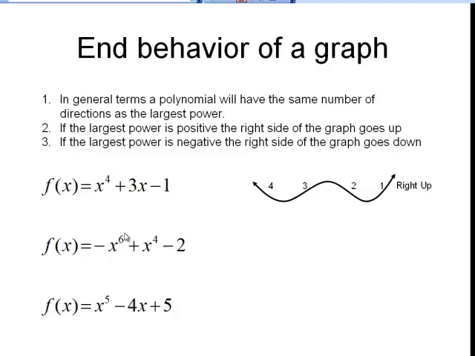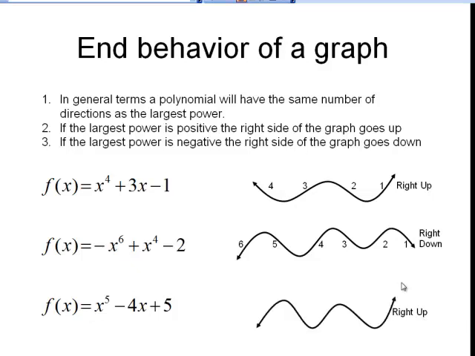Okay, in this case, we're going to have 6 directions, and a negative means the right side goes down. So the right has to go down, and then we just count and keep putting directions until you have 6 of them. So it's going to look like that. This last one, x to the fifth, it's going to have 5 directions, starts with a positive, so the right side goes up. So our right goes up, and then it's going to turn around until you have 5 different directions. 1, 2, 3, 4, 5, just count them.